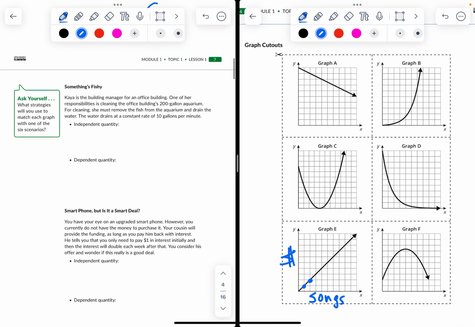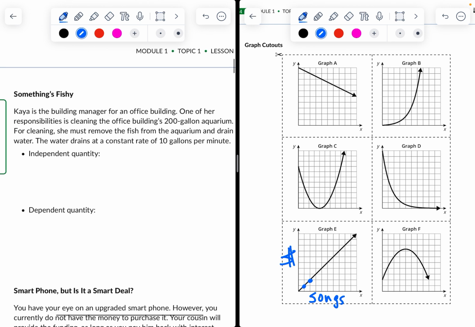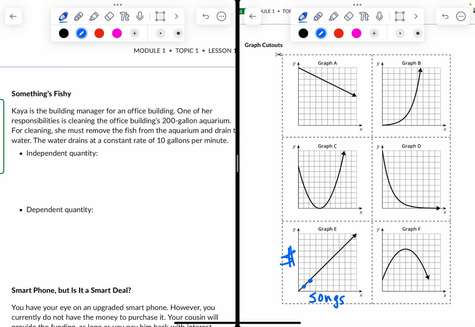Okay, here's my second scenario. Something's fishy. Kaya is a building manager for an office building. We have an aquarium. It's got 200 gallons in it. To clean it, we have to remove the fish from the aquarium and drain the water. We're going to be draining at a constant rate, 10 gallons per minute. Guys, that's kind of an easy indicator that we have a linear relationship. Now, I want you to think about what's being measured here. The gallons of water and minutes is being measured. Well, what is in control here?